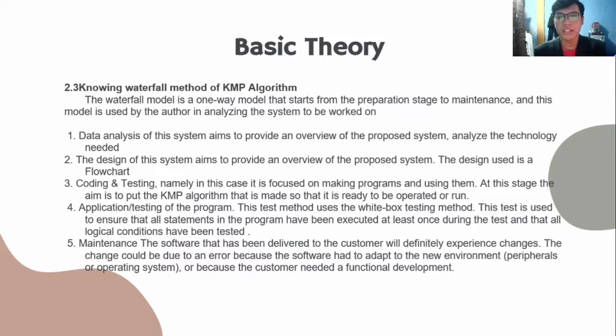Three, coding and testing. In this case, it is focused on making programs and using them. At this stage, the aim is to put the KMP algorithm that is made so that it is ready to be operated or run, and for application or testing of the program. This test uses the white box testing method. This test is used to ensure that all statements in the program have been executed at least once during the test and that all logical conditions have been tested.